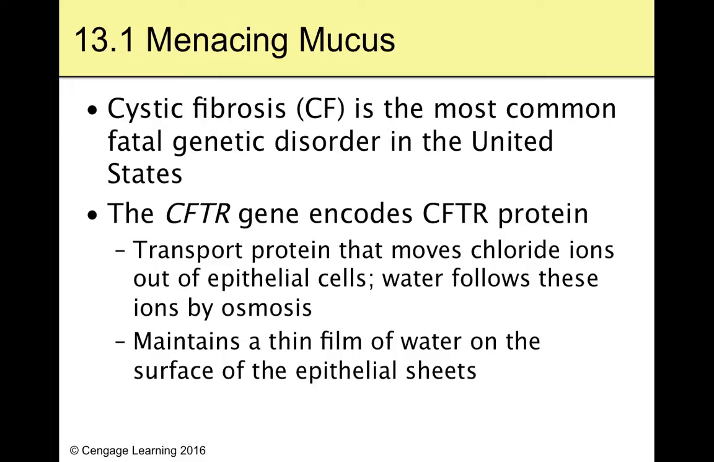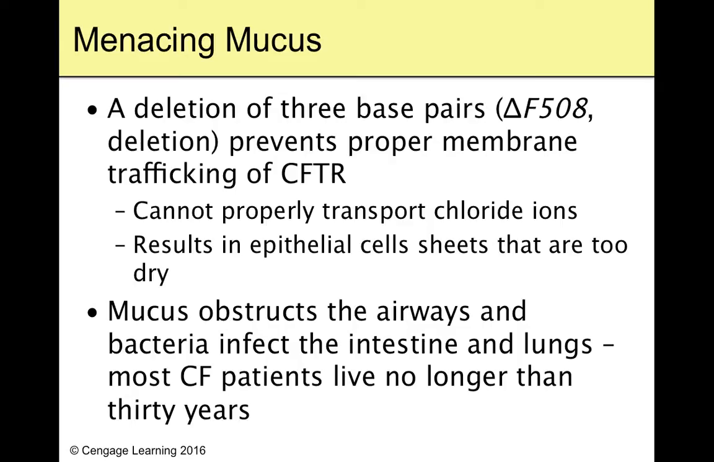And so what you end up getting is epithelial cells have this thin layer of water on them, and they are basically lubricated all the time. And that's a good thing. You want that in your epithelial cells. Now, if you have cystic fibrosis, you've had a deletion of a few base pairs, and what you end up getting is this CFTR can no longer make it through the membrane. And if it can't make it through the membrane, it can't transport chloride ions. And if it can't transport chloride ions, your epithelial cells have a dry surface.